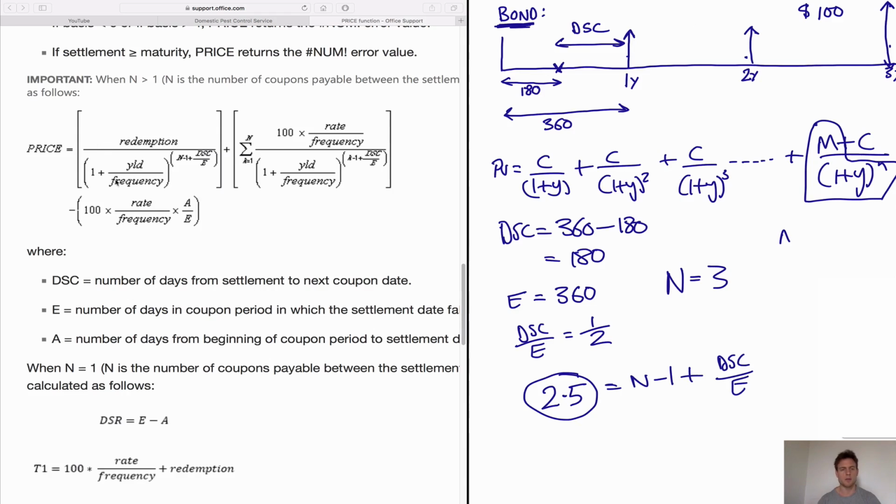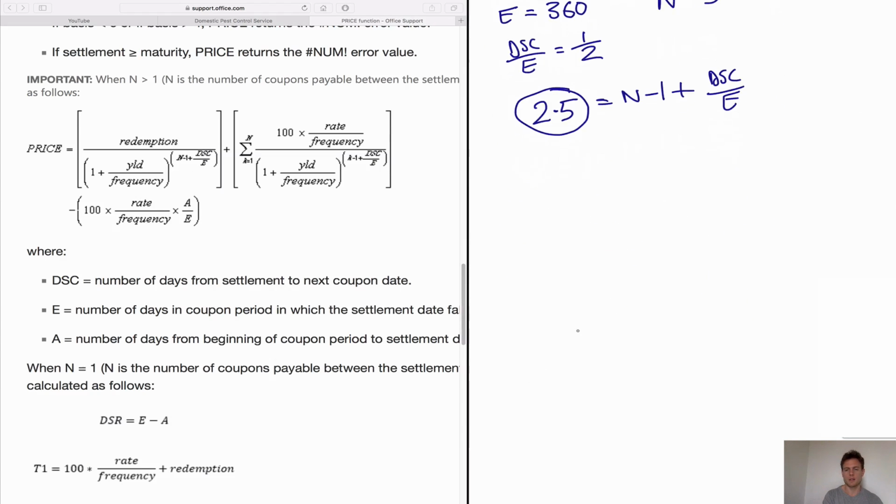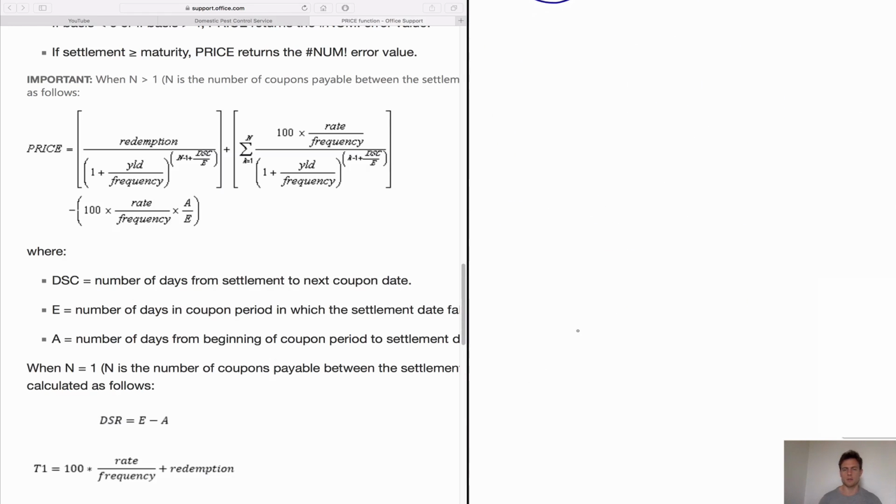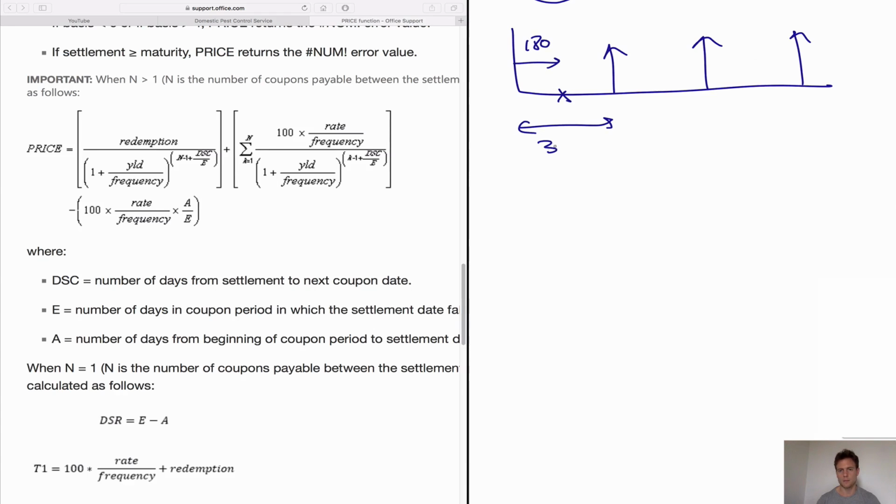So the redemption divided by 1 plus the yield, assuming frequency is 1, right? Then it's just going to be 1 plus the yield to the power 2.5, right? And then for the cash flows, it's basically exactly the same, right? So if I just quickly draw out the cash flows again, so we've got 1, 2, 3 cash flows. Here's our settlement date here, and it was basically 180 here, 360 here, right?